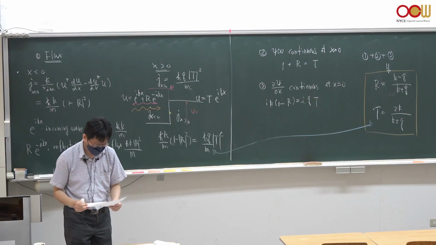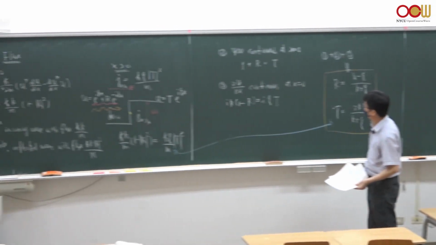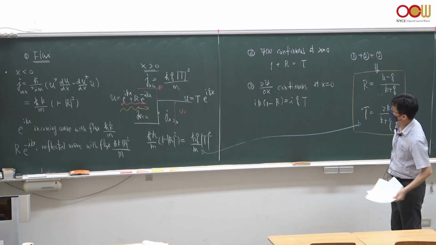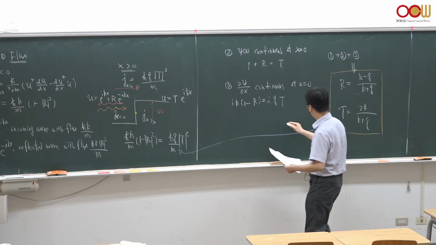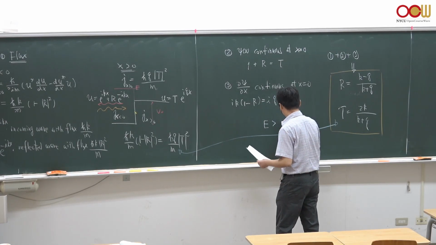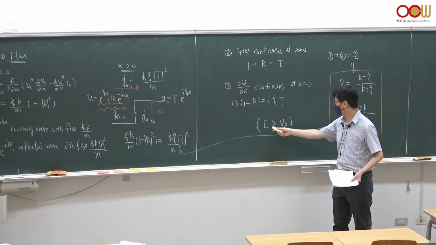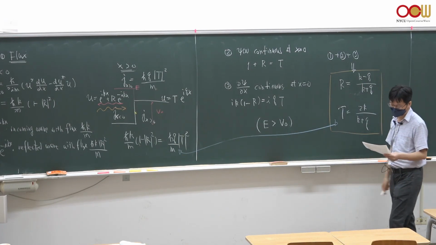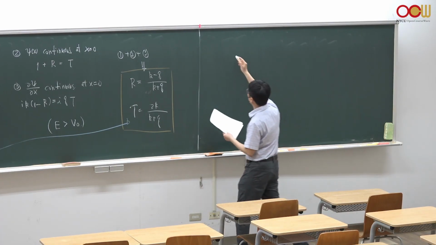However, there's a twist. This is just simple algebraic equations that you need to satisfy the three conditions, and you can easily check the solution. But of course, to get the solution, we assumed that this incoming energy, capital E, is actually larger than V0. We will come back to this in just a second. So let's just make some remarks.